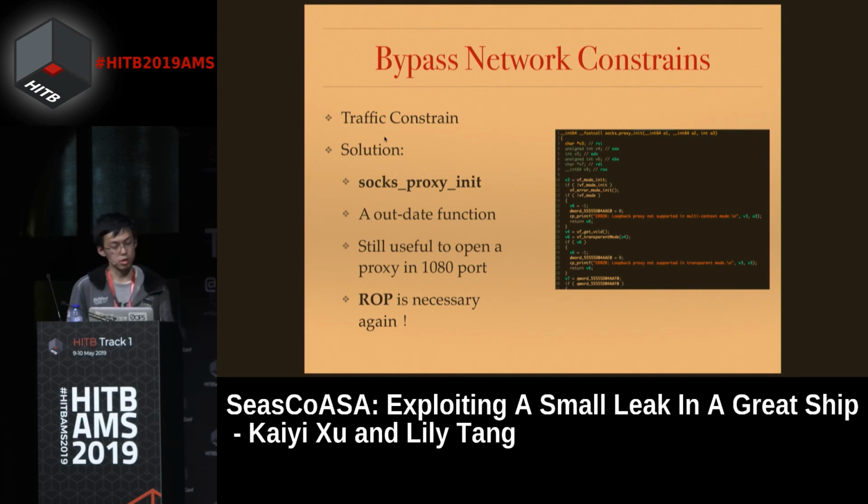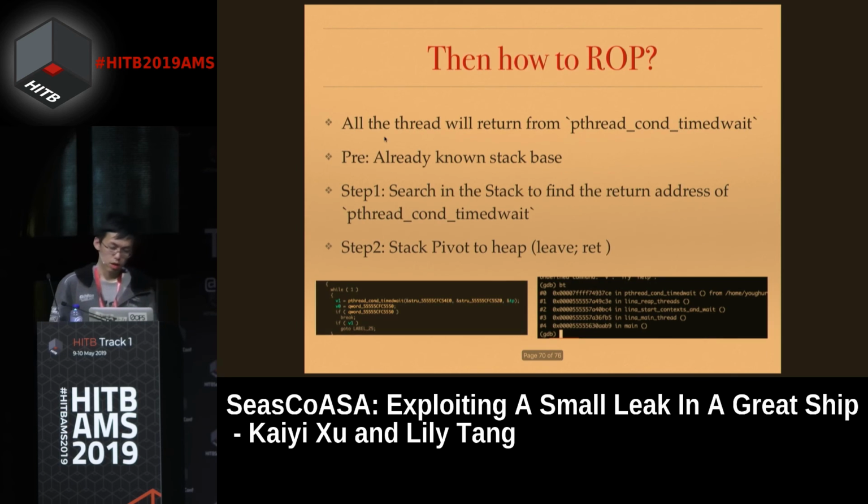Another problem is the network. There are network constraints in Cisco ASA, as mentioned previously. Here we use the function socks proc init. It is an outdated function. However, it is still useful to open a proxy on port 1080, and this port can be used to transfer traffic to the outside. It is not used by Cisco, but it is still in the Linux binary. However, to call socks proc init, we still need the ROP here. So how to ROP?